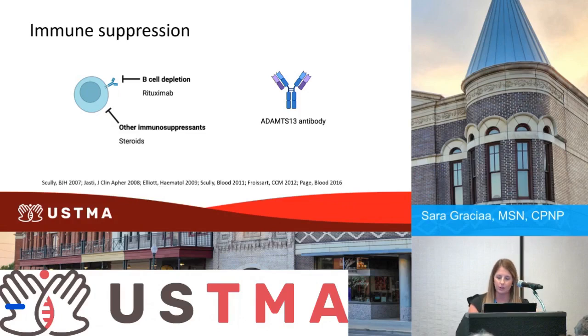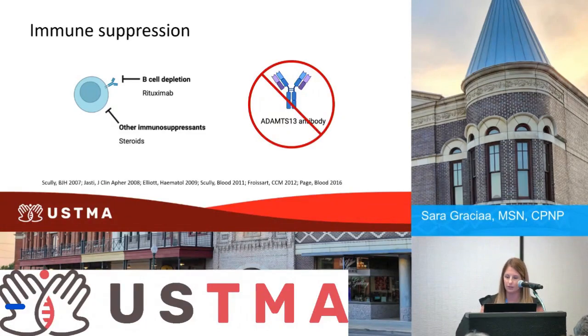Rituximab works by destroying B cells, which are the antibody-producing cells. So the B cells produce antibodies that clear or inhibit ADAMTS13. Rituximab depletes these cells, thereby preventing continued antibody formation. Ritux is typically given once a week for 4 weeks, and we start to see a response about 10 to 14 days after the first dose.